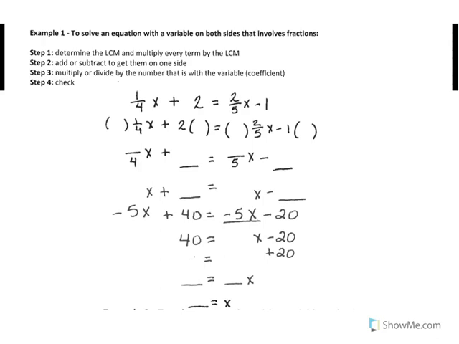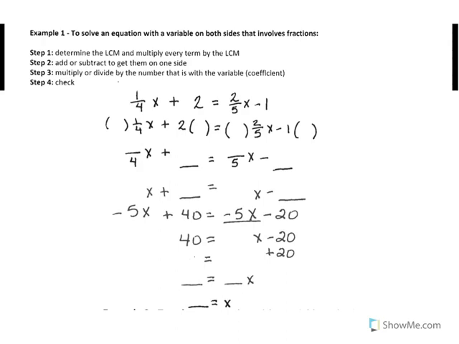Now, some of you may have been taught the strategy that you can just take the denominators and multiply them together. When you do that, that's going to give you a common denominator. Now, it may not necessarily be the least. It might be the greatest, or a larger number. But you can do that as well. So if you're stuck on what the least common multiple could be, just multiply them together, and then multiply every term by that number.